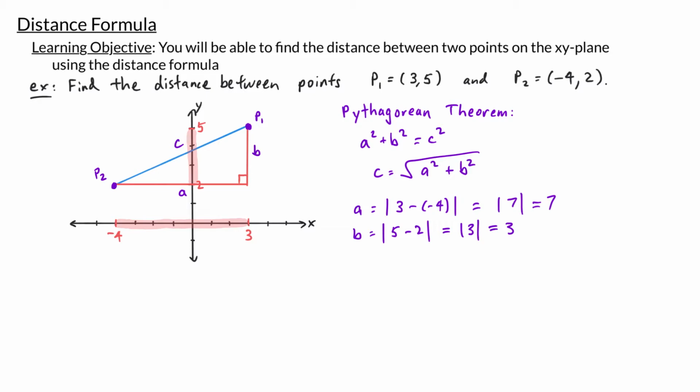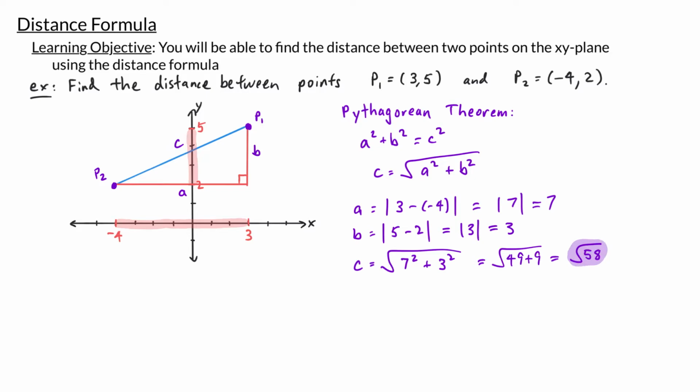Now that we have both lengths A and B, we can find the length of C using the Pythagorean theorem. So C is equal to the square root of a squared plus b squared. A is 7, so we have 7 squared, plus b is 3, so we have plus 3 squared. Simplifying this, we have c equals square root of 49 plus 9, which is square root of 58. So that is the distance between our 2 points P1 and P2.